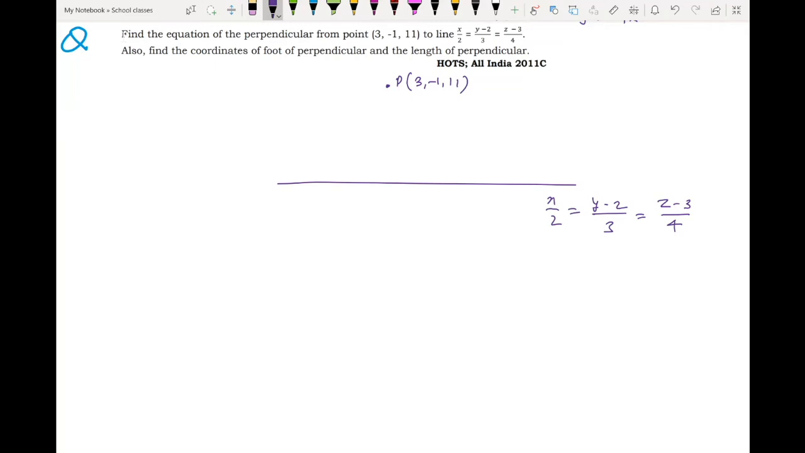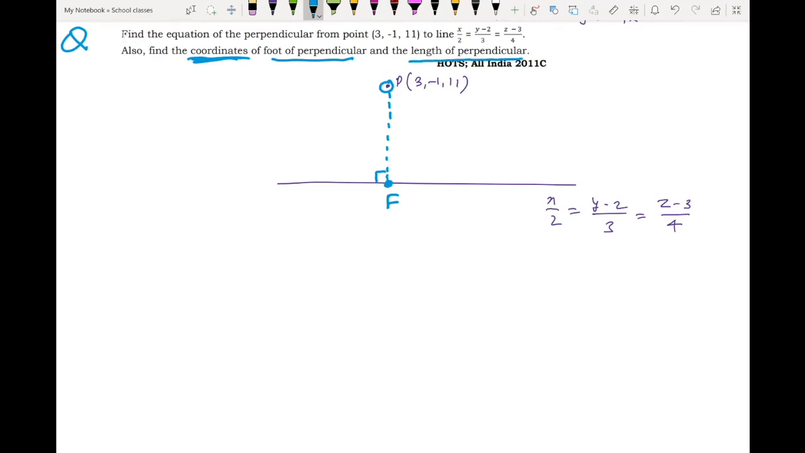We have to draw a perpendicular from this point. If I draw a perpendicular from this point, this is known as the foot of the perpendicular. In the next part we are asked to find the coordinates of the foot of the perpendicular. And what else do we need? We need the length of the perpendicular.